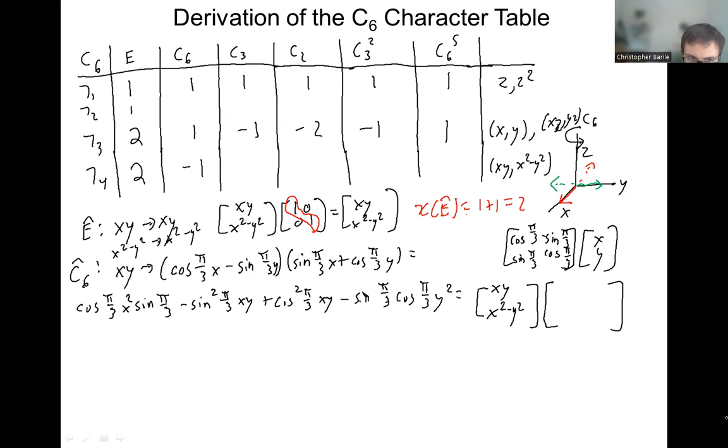And so now we can factor out just like what we did before. And we're going to end up getting cosine pi over 3 sine pi over 3 times x squared minus y squared. Sure, I'll write it out. Don't really need this component. This is the component that gets you an off diagonal, right? And so it's not super useful, actually.